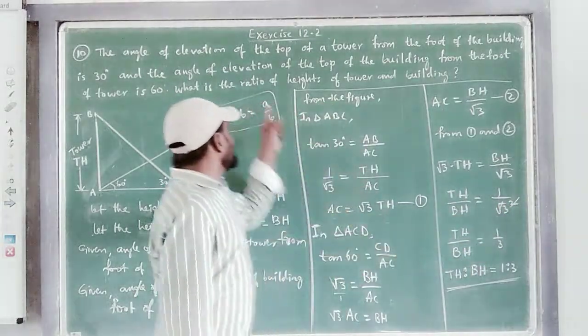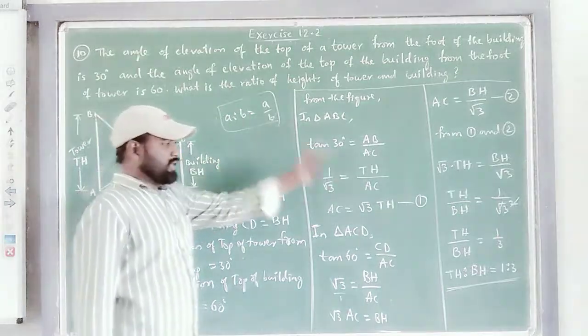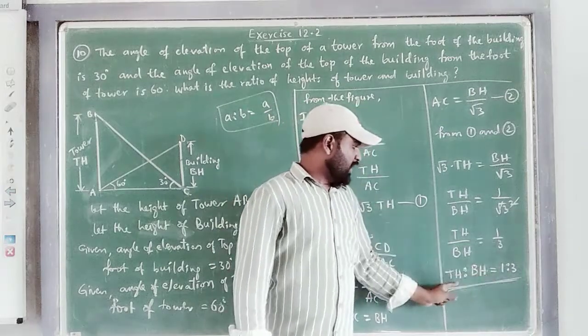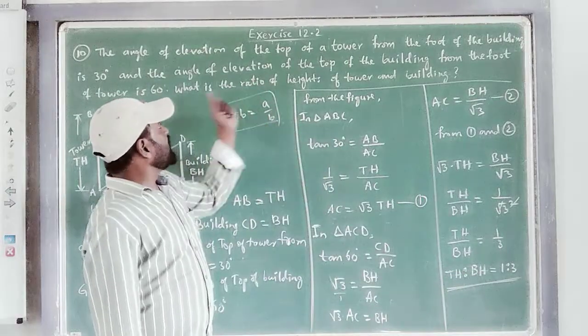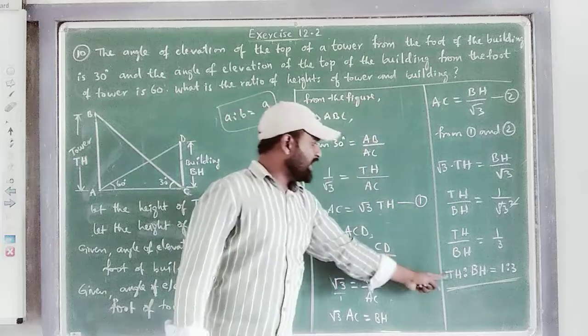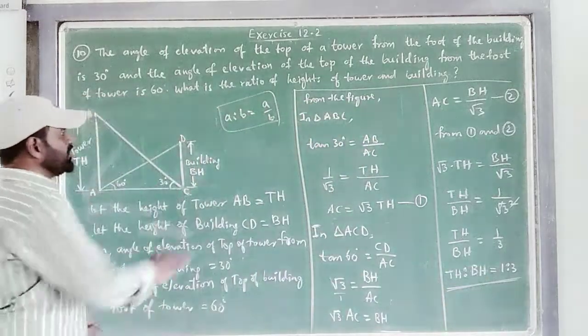So A by B can be written as A is to B, the ratio in another form, fractional form. So this ratio TH is to BH is equal to 1 is to 3. What is TH is to BH? Tower height is to building height. That is what we need to find. What is the ratio of heights of tower and building? Tower height is to building height is 1 is to 3. So very simple.